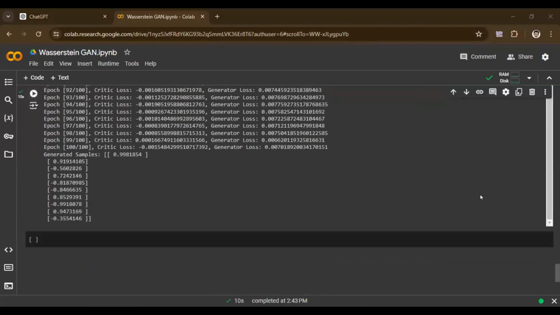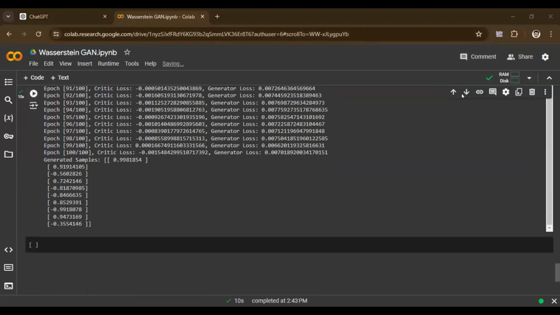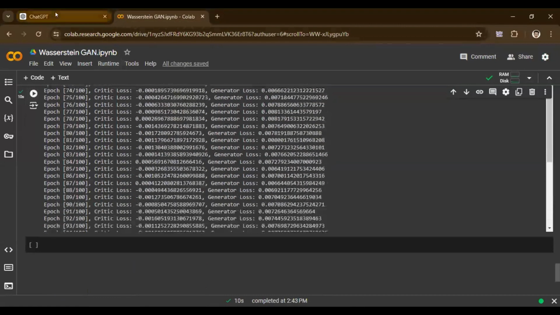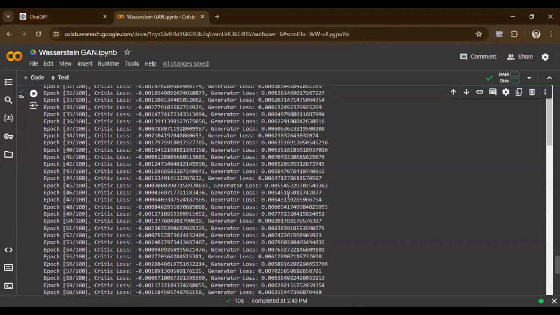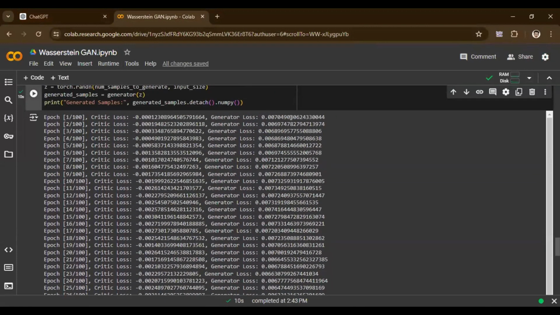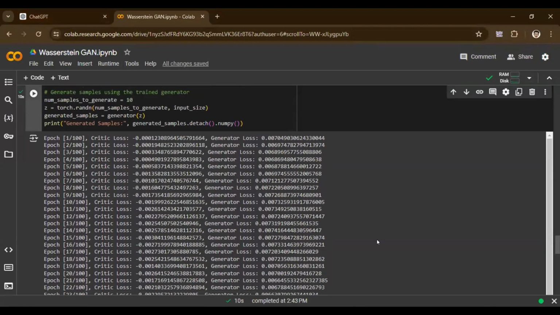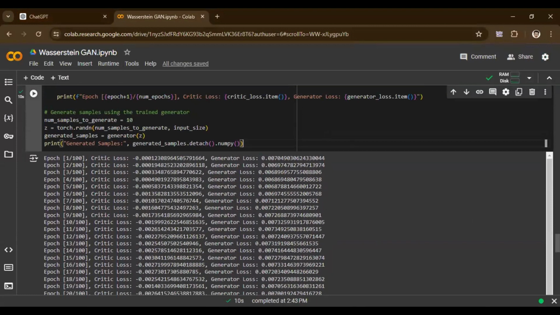Should be generating for now. Okay, this is the generator samples, which is 0.9998. And let's see, this is the long function of the critic and also the generator. So it trains both classes, both architectures, of the critic and also the generator. After that, processing the generator output.